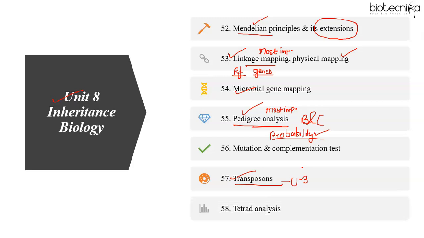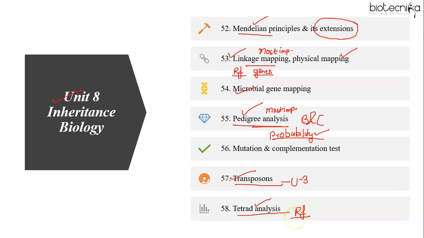And also questions on tetrad analysis are often asked. Like this year also, in the June 2024 CSIR NET Life Science exam, a question on tetrad analysis was there. So you need to be thorough with what is an ordered tetrad, what is an unordered tetrad, and how to calculate the recombination frequency in case of tetrad analysis.